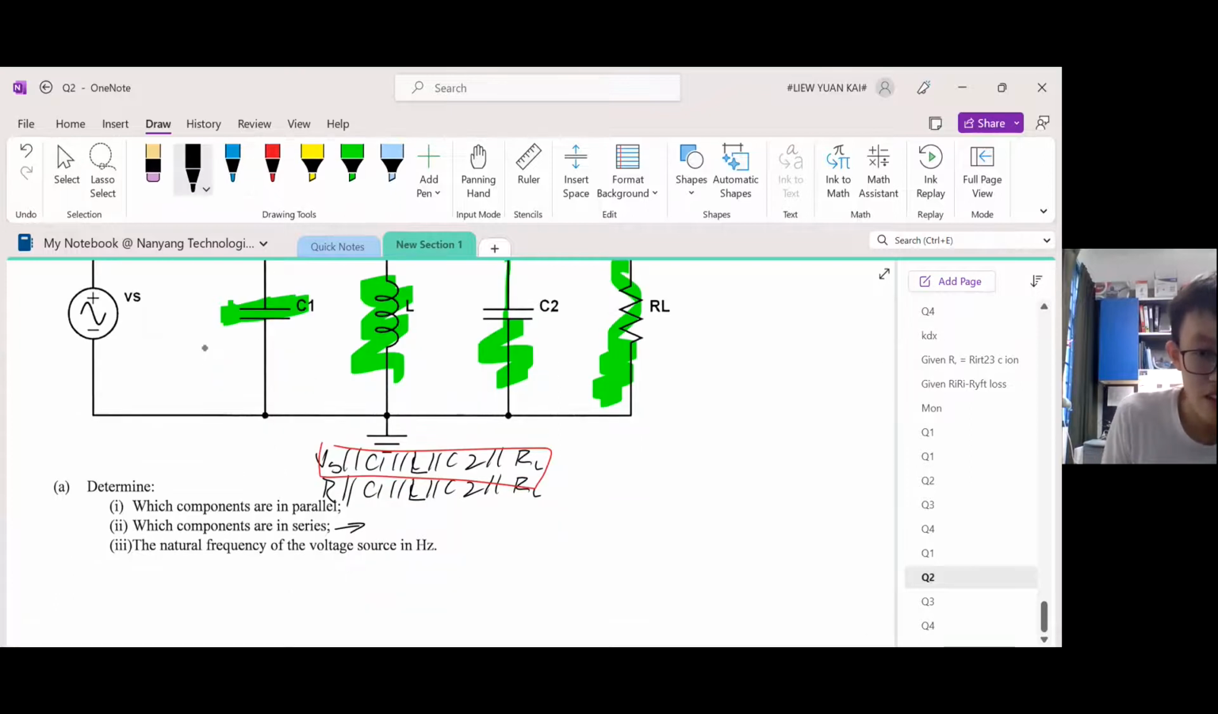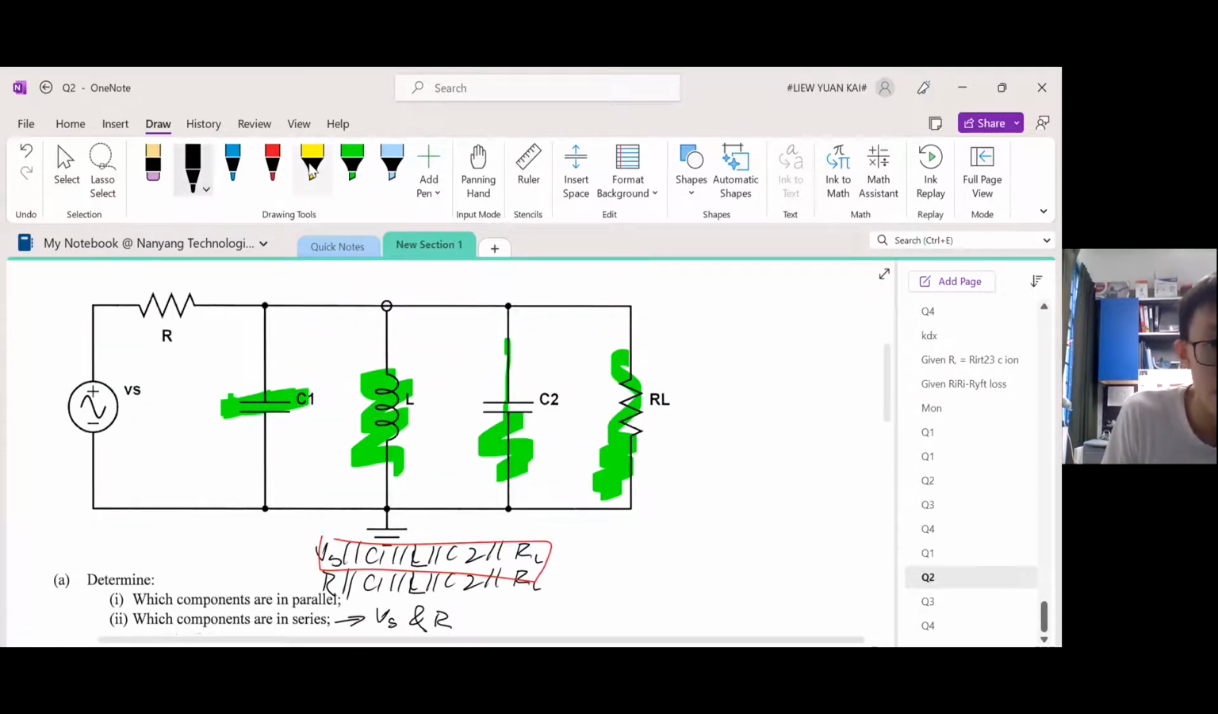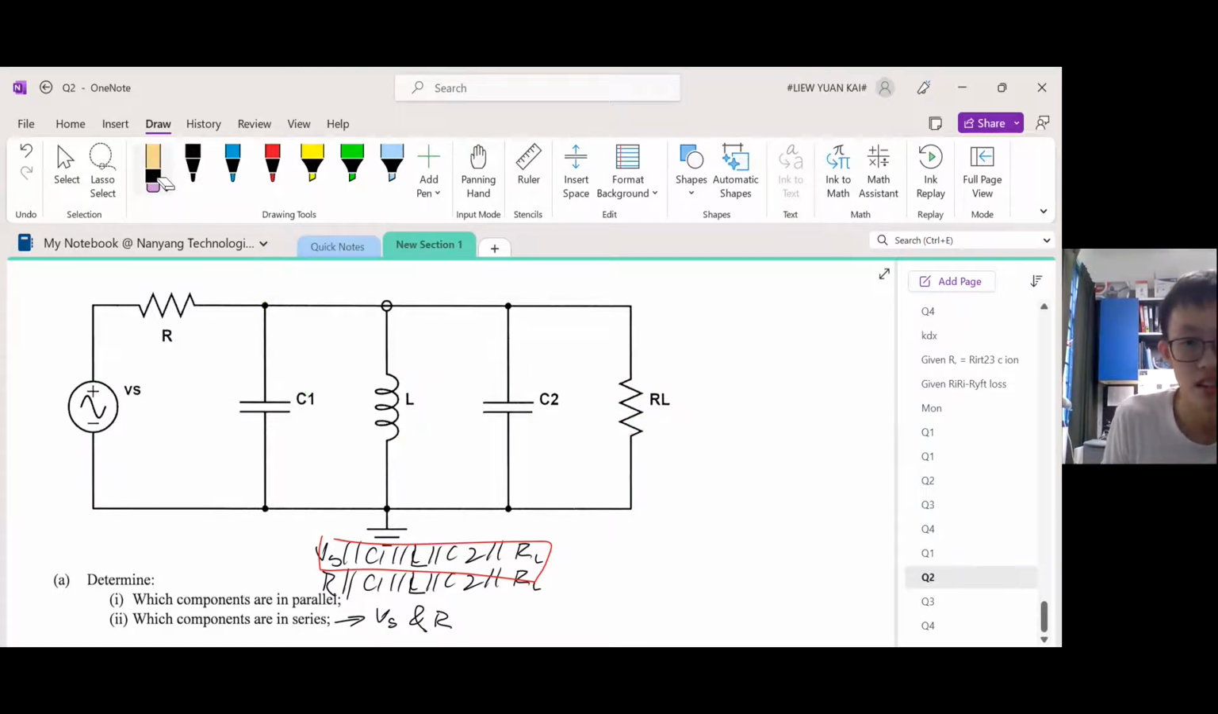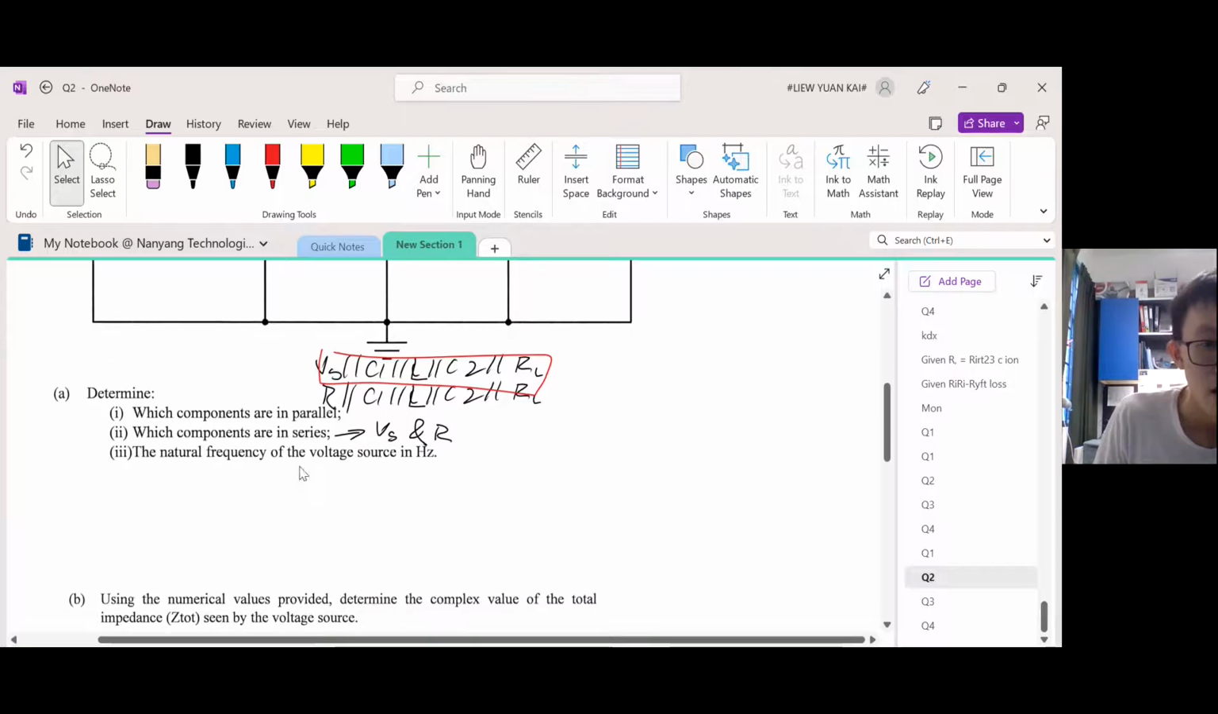But to answer the next question, VS and R are in series with each other because they're connected end to end. If you want to use the hand to hand analogy, so this is the hand of R and this is the hand of VS. See, they're only holding hands by one hand only, not both hands together. Okay, so that's how you show the relationship.